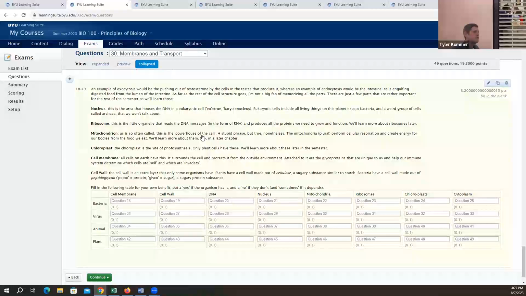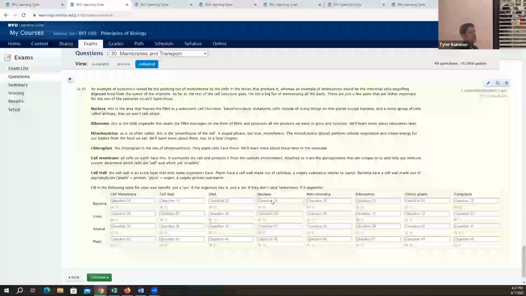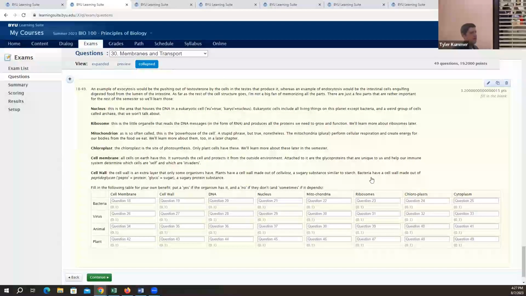All right, and then here we just end with some key organelles and what type of organisms have those. So we've talked about a few of these previously. Bacteria have a cell membrane, bacteria have a cell wall, they have DNA, they do not have a nucleus, they do not have mitochondria, they do have ribosomes, they don't have chloroplasts, they do have cytoplasm. So they don't have membrane-bound organelles.